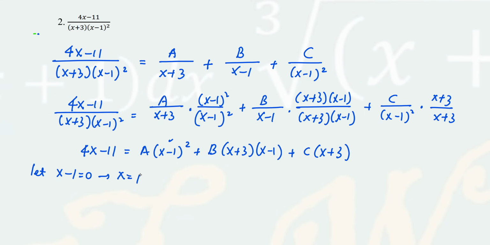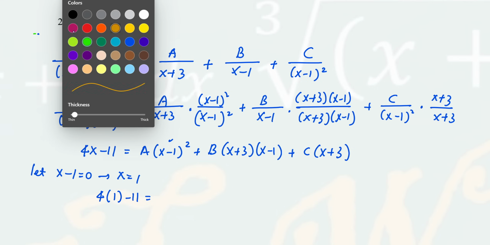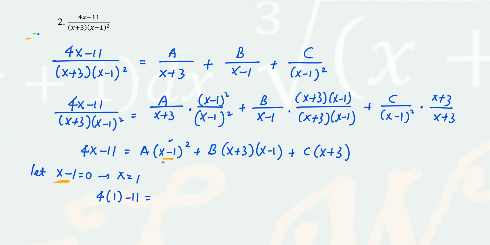So now I will replace the x by 1. So 4 times 1 minus 11. As long as you see x minus 1, which means here, as long as you see this, it will be 0. That means the first two terms will be 0. Then I can directly find the c. So which means now here I will be getting c bracket 1 plus 3. Okay, then you will be getting minus 7 is 4c. Therefore, your c is minus 7 over 4.